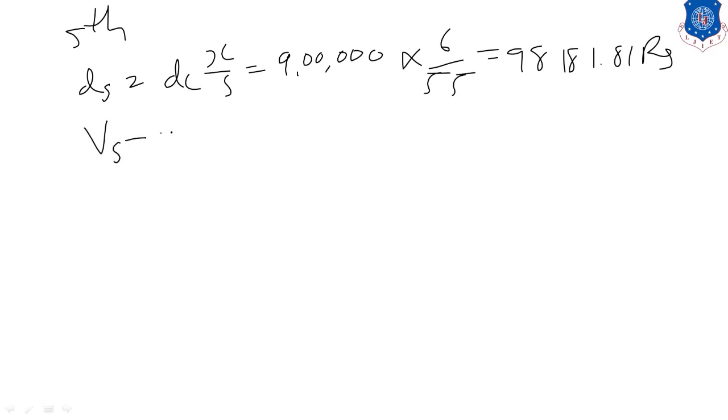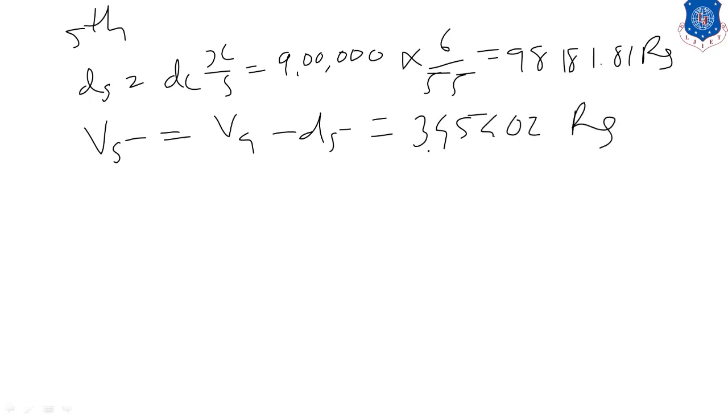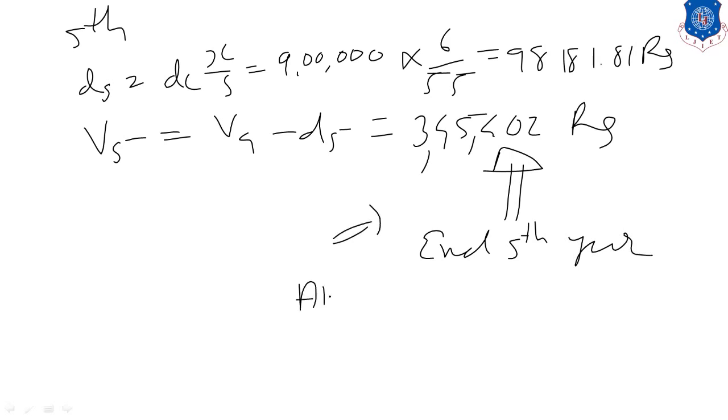Now the book value for the fifth year can be given by V4 minus D5, which is equal to 3,45,402 rupees. So this is the book value of that particular equipment at the end of the fifth year. So it becomes our answer.